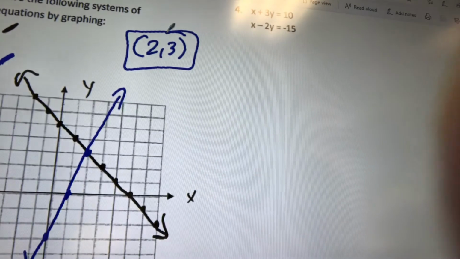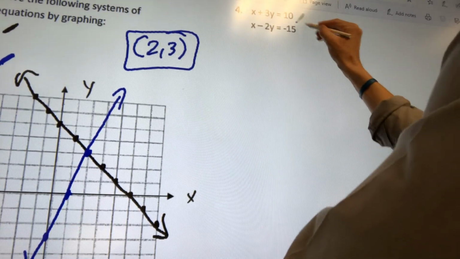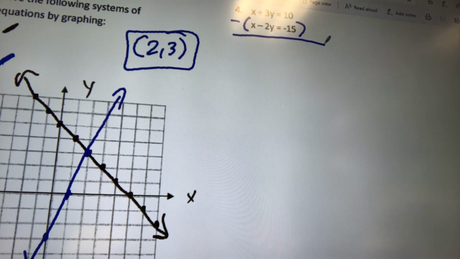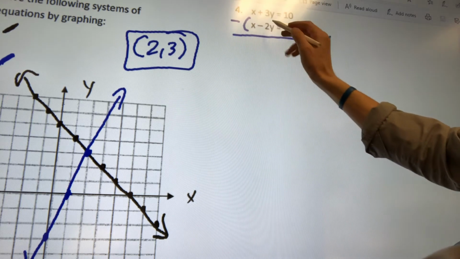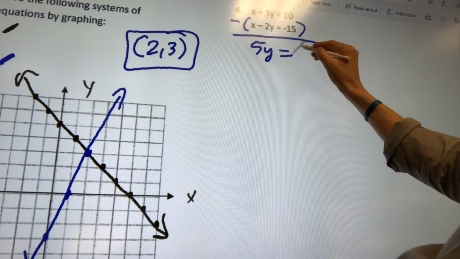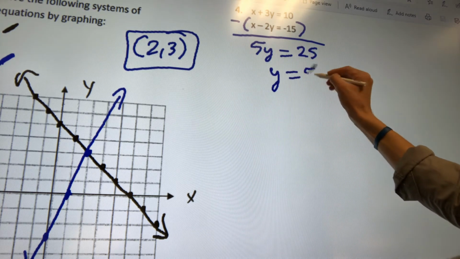All right, number 4. You got x and x, same sign on the x there, positive 1, positive 1. You're trying to eliminate them, so to eliminate them, you're going to subtract. You got 3 minus a negative 2. 3 minus a negative 2 is 5. You got 10 minus a negative 15. That's 10 plus 15, 25, so y is 5.